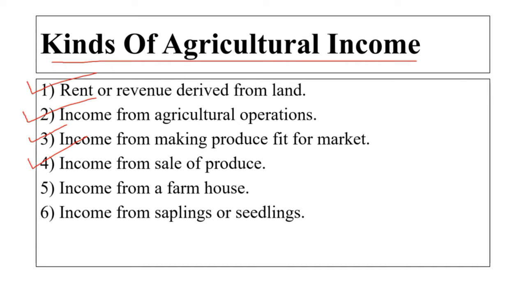Then income from the farmhouse. Whatever income we get from the farmhouse will be treated as agriculture income. And income from saplings or seedlings.